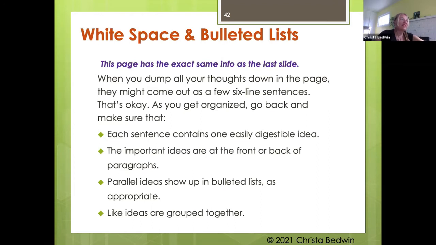So this is repeating what I just said. You may start with the garbage on that last page. In fact, it's not even garbage. This is the same words. But as you get organized, go back and make sure each sentence has one idea. Some authors, I'm sure you know, give us 2 or 3 ideas per sentence. Make sure there's one. Make sure the important ideas are at the front or back of the paragraph. Parallel ideas should be in bulleted lists instead of just in paragraphs. And like ideas are grouped together. So sometimes we have to rearrange documents to make sure.